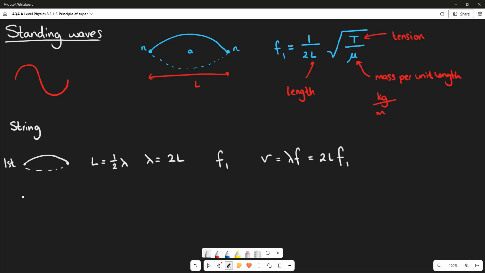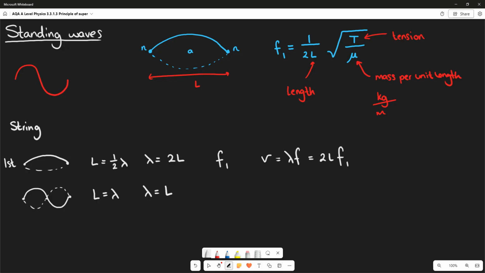So the next one that you can have is you have a node at each end, and a node in the middle where previously we had an antinode. So that means that we now have an antinode here and here, and we now have 2 loops. So this is the next one up. The length of this is equal to the wavelength, because we have the entire up, down, and back to the start again.